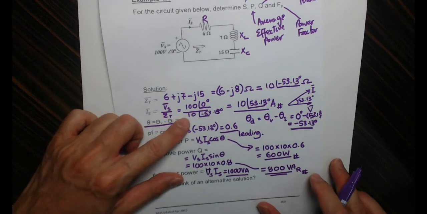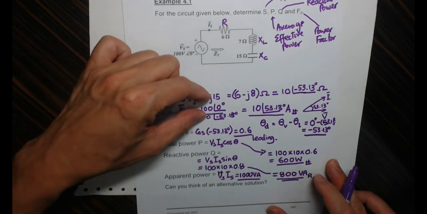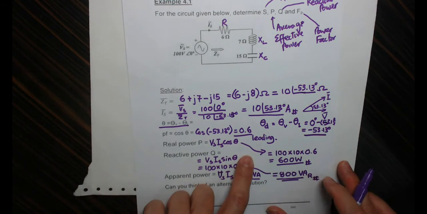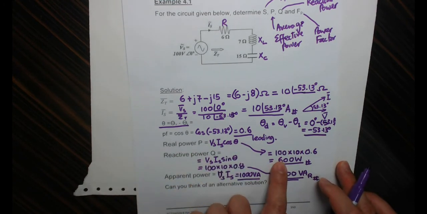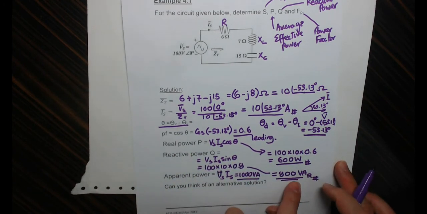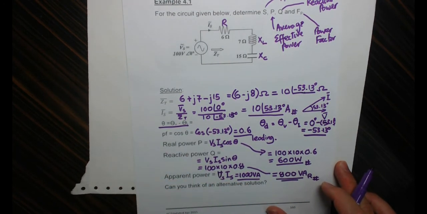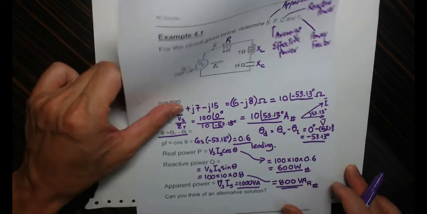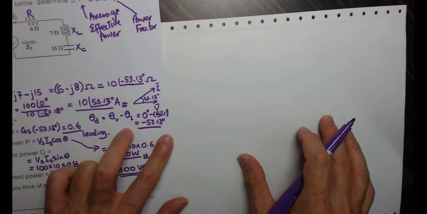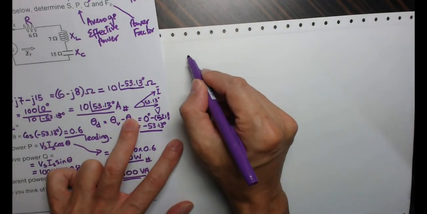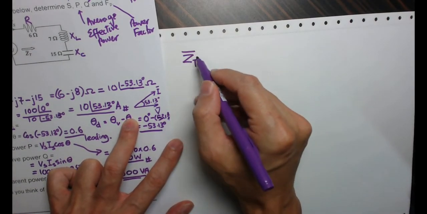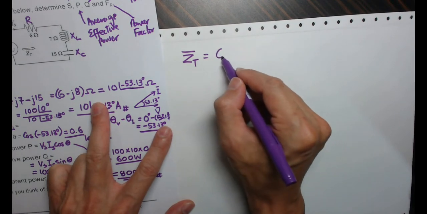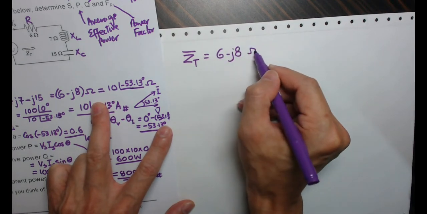Okay, this is making use of the magnitude of the impedance, and using the magnitude to calculate the average or effective power, the reactive power, the apparent power and the power factor. Can we think of an alternative solution? There is. Now the alternative solution, we approach it from the same thing, that the total impedance is given by 6 minus j8 ohms.